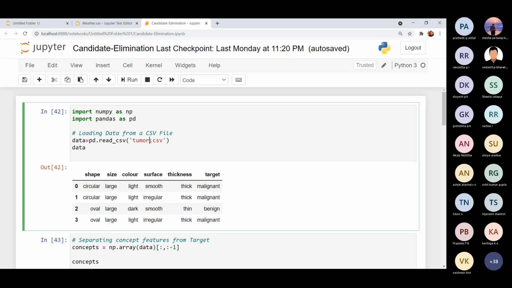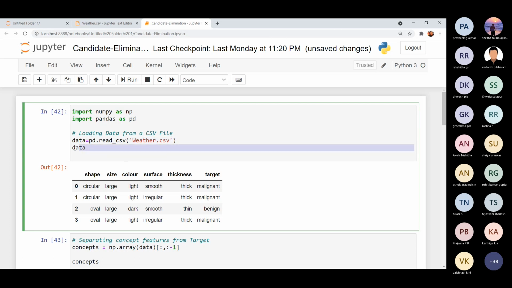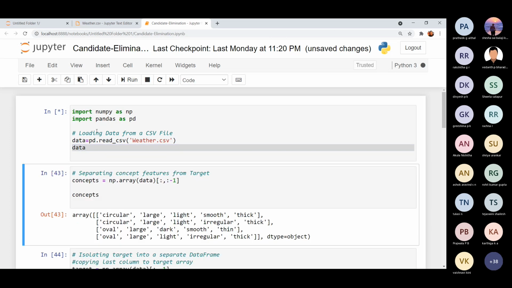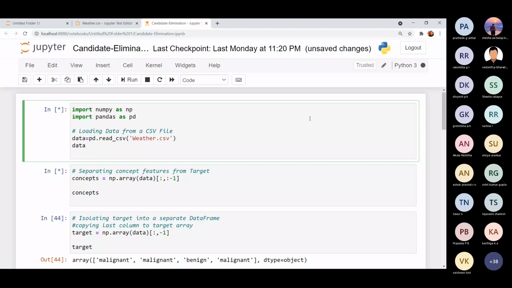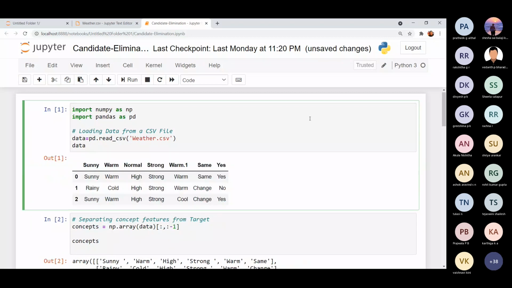So initially we are working on this weather.csv. From the pandas library, we have a method called read_csv, and we are passing as parameter the file which we have to read. And I'm just printing the data, whatever has been read. So data is simply going to print that data, right?